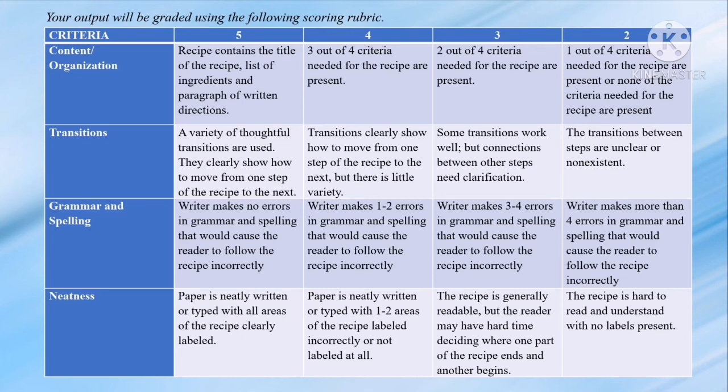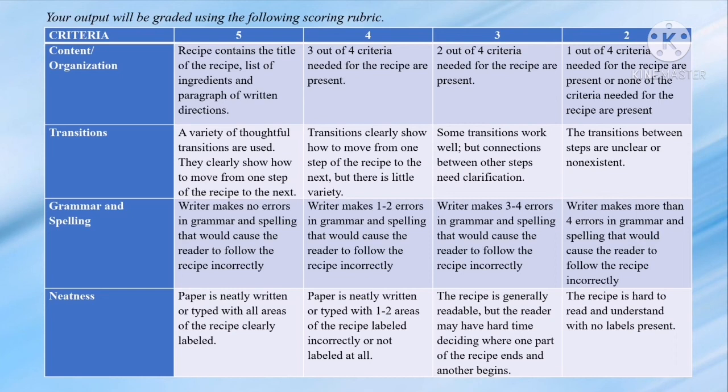Transitions. 5 points. A variety of thoughtful transitions are used. They clearly show how to move from one step of the recipe to the next. 4 points. Transitions clearly show how to move from one step of the recipe to the next, but there is little variety. 3 points. Some transitions work well, but connections between other steps need clarification. 2 points. The transitions between steps are unclear or non-existent.